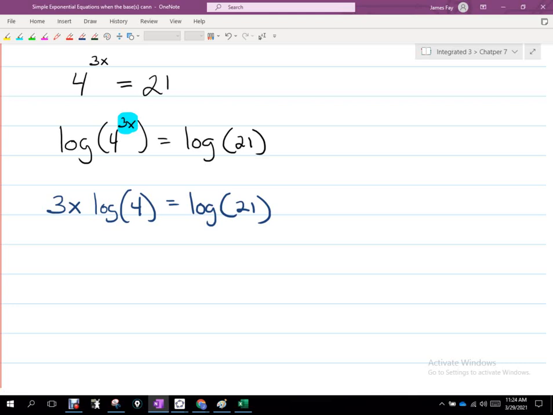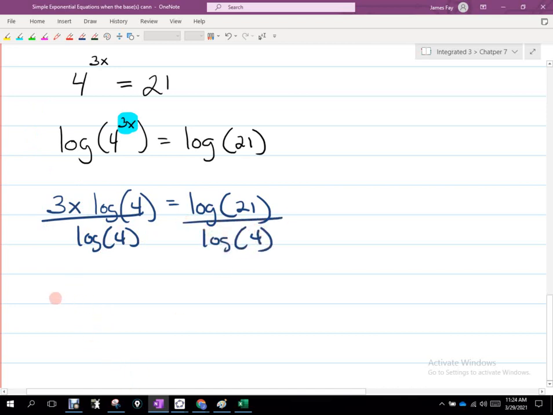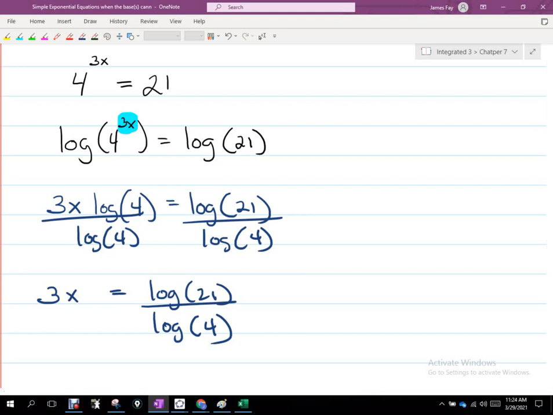If you want to stay consistent with what you've been doing and you divide by the log of 4, that's fine. Divide by log of 4 here, divide by log of 4 there, okay? And you get then 3x equals log 21 divided by log 4. Is that okay with everybody? But I don't want to solve for 3x. I want to solve for what? X.